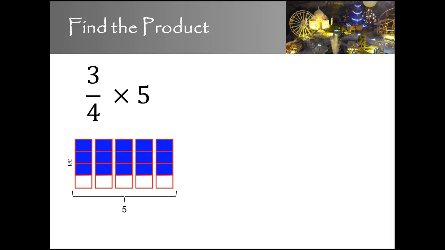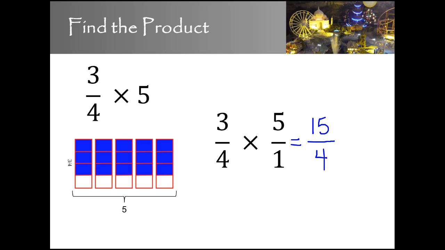The multiplication looks like this. First we write 5 over 1, then we multiply straight across. The numerator times the numerator is 3 times 5, or 15. The denominator times the denominator is 4 times 1, or 4. So we get an answer of 15 over 4.